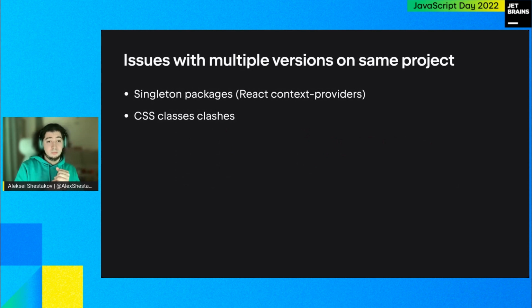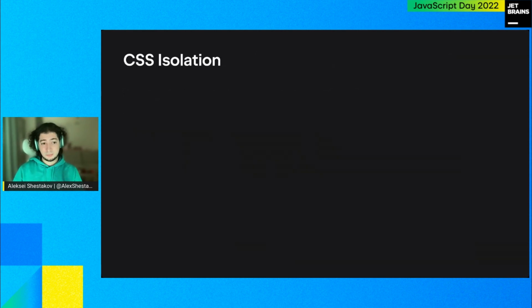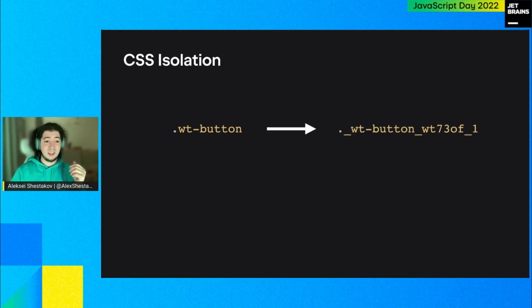The second problem was that our CSS classes were clashing. Since CSS is globally scoped by default, there were conflicts between newer and older versions of styles. Our solution for this problem is CSS isolation. Basically, CSS isolation transforms your human-readable class to something like this.